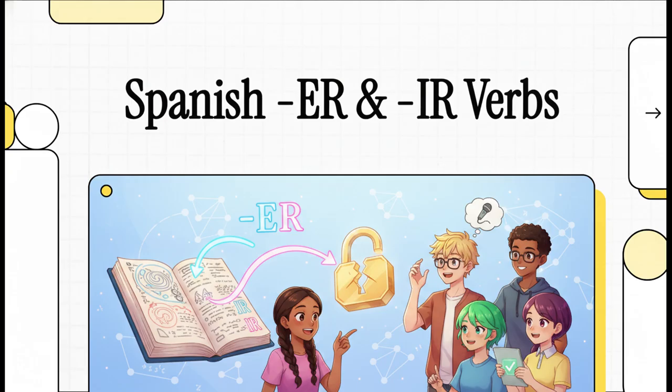Our goal today is to basically crack the code of these verbs, giving you the building blocks so you can start using them in real-life, everyday conversations right now. By the end of this, you're going to see just how logical this whole system really is.